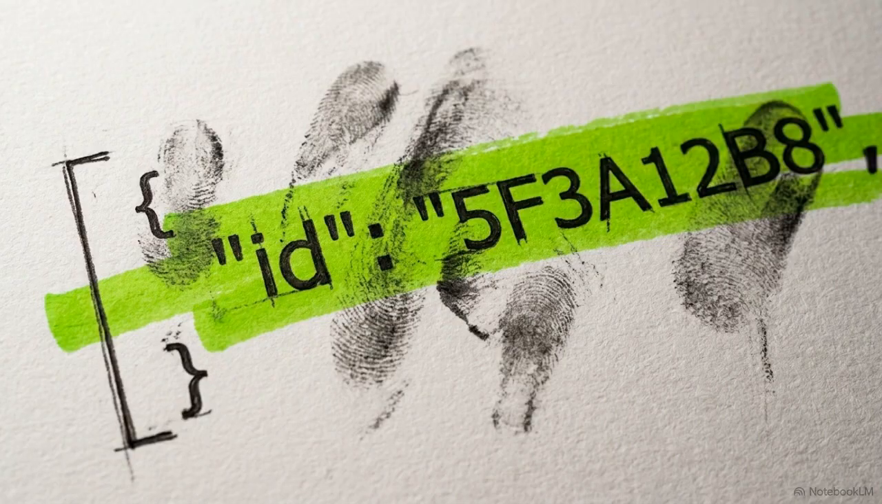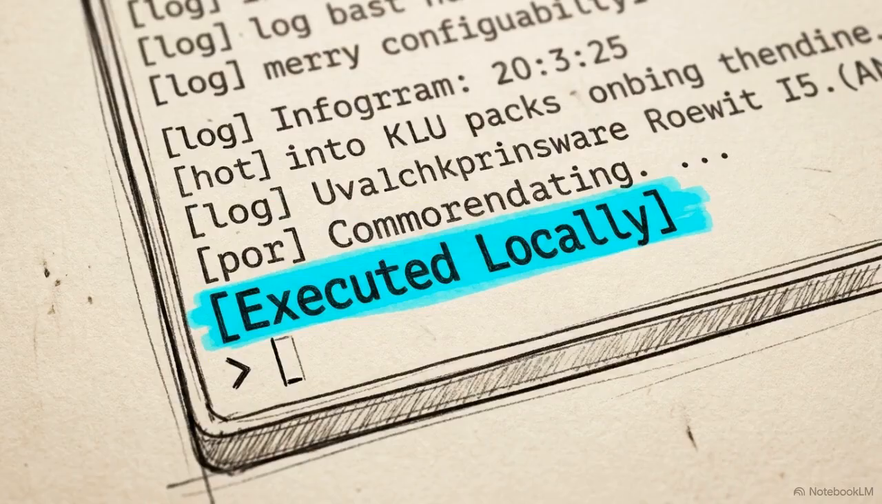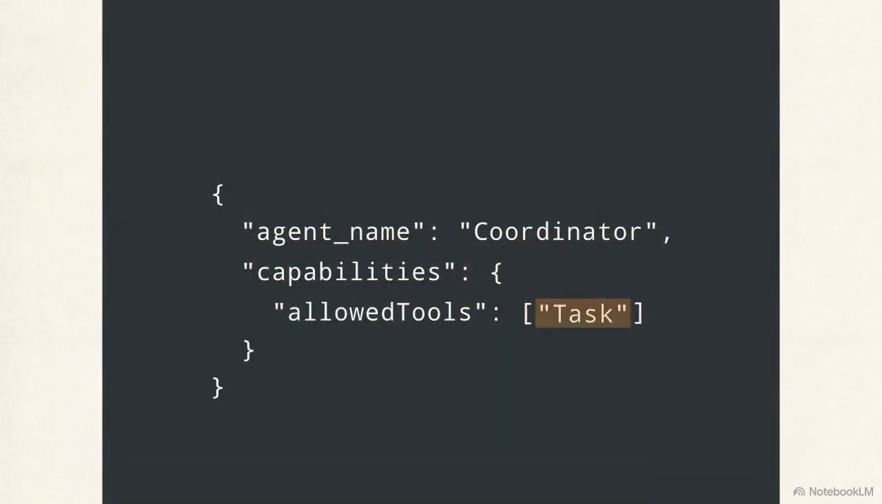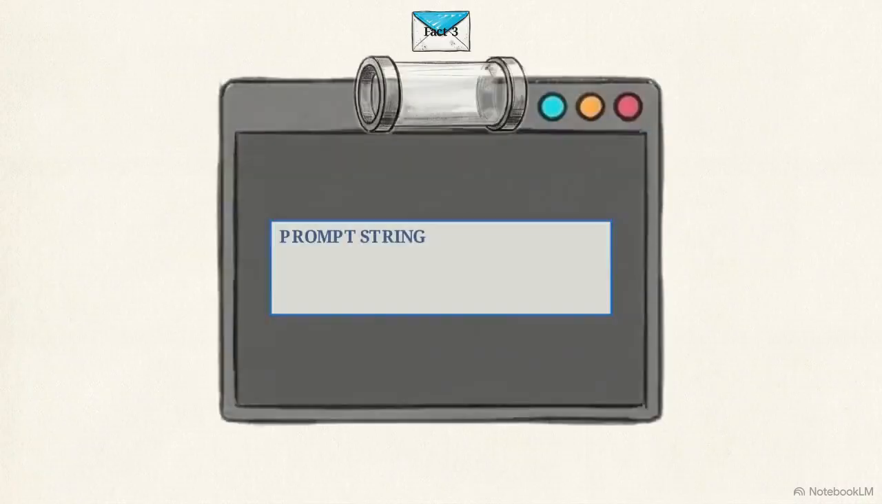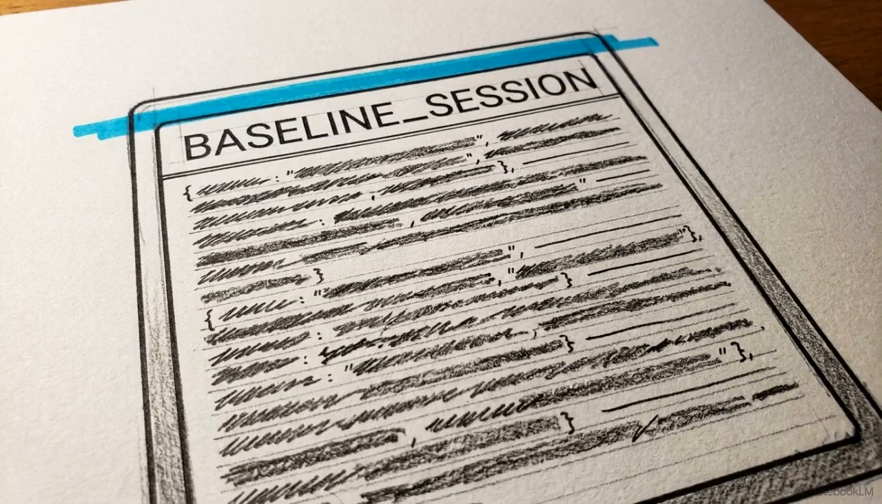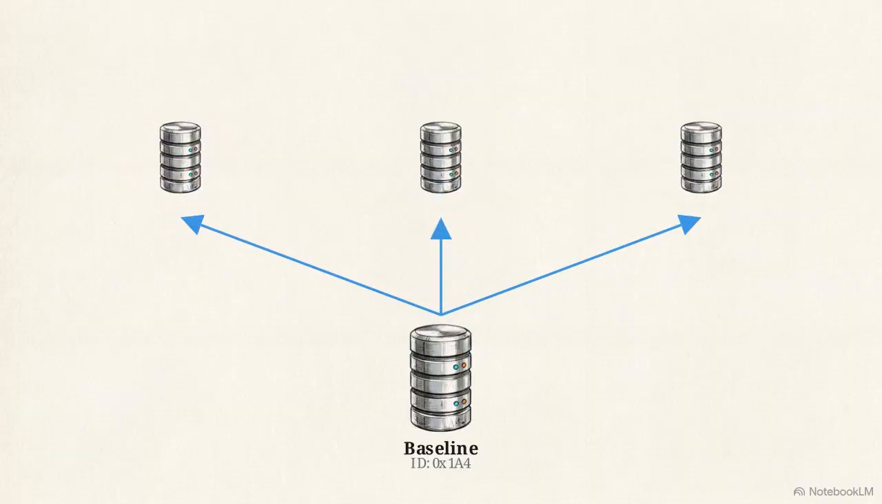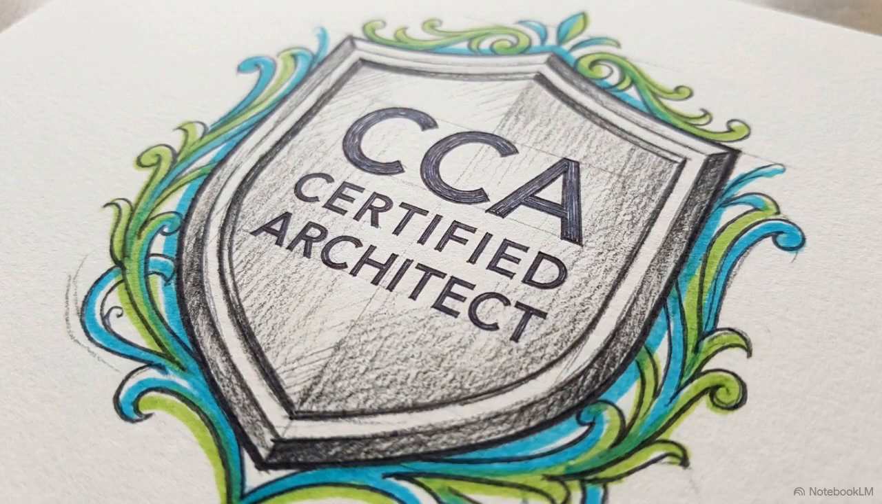Invocation relies on tools, context requires explicit passing, and capabilities demand strict scoping. If your coordinator refuses to delegate and does the work itself, verify that the allowed tools array contains the task tool. If a subagent is missing necessary facts, verify that you explicitly injected that data into the tool's prompt string. To execute 3 divergent strategies efficiently, load your baseline analysis once and execute the fork command 3 times. Subagent orchestration demands explicit configuration at every boundary. Mastering these programmatic limits ensures execution reliability and secures your path through the CCA exam.